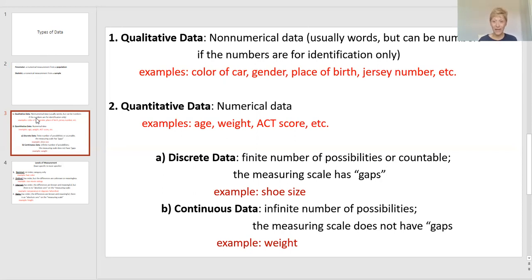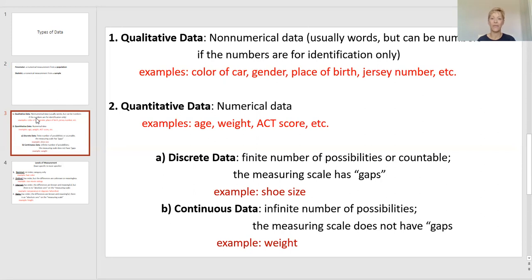Now, discrete data has a finite number of possibilities, okay? Or they say it's countable. Now, this is Gann's little phrase down here that sometimes helps. Here's the way I tell students, sometimes it's easier to look at the measuring scale. If the measuring scale has gaps in it, it's discrete data.